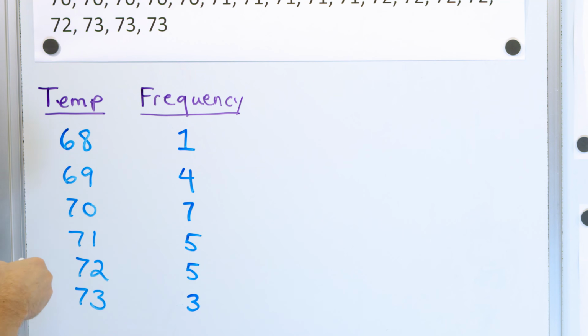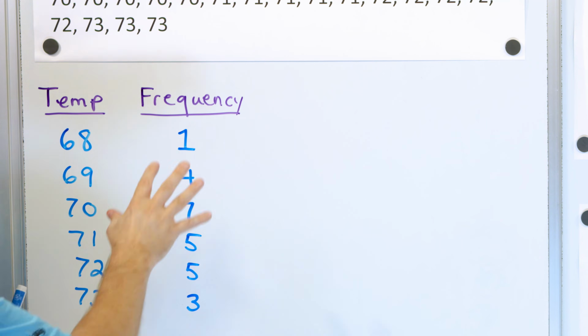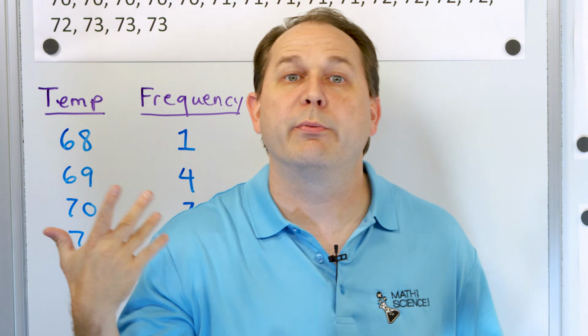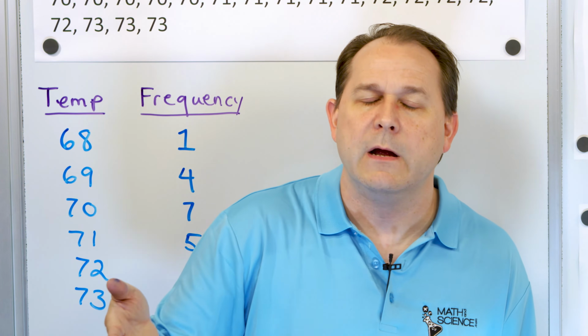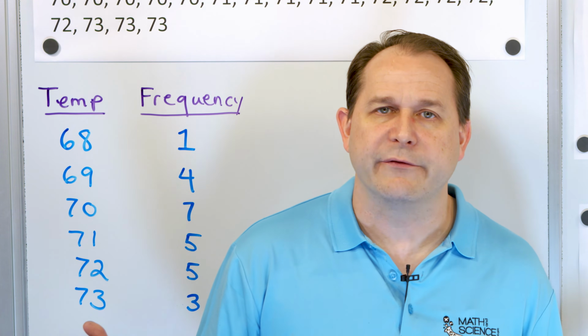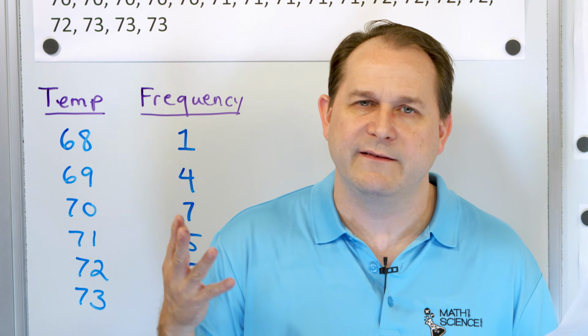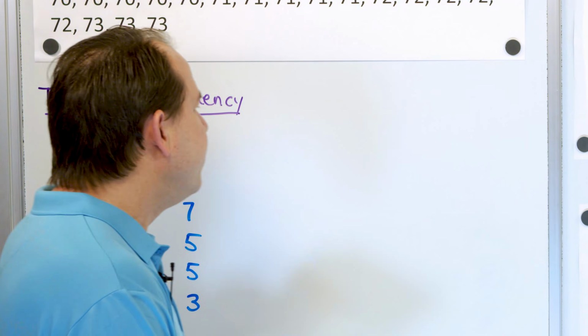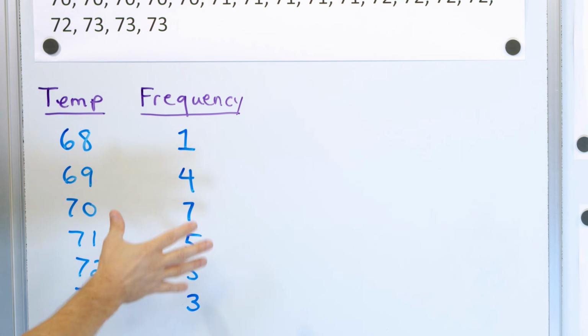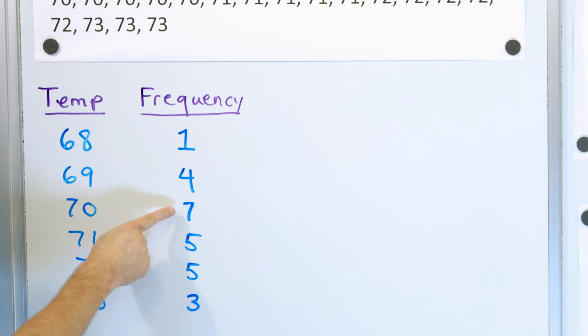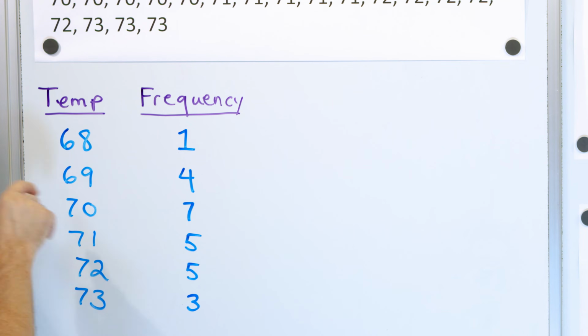Now before you do anything else, this table by itself has a lot of value. We have 1, 4, 7, 5, 5, 3. Because it's very hard to look at this data and for you to tell me what was the most common temperature. I mean, you could count them, but what if I gave you 500 numbers? You're not going to be able to look at all those numbers and tell what the most common one is. But if I present it in a table, all of the data is here, and you can immediately see, okay, the most common answer was 70 degrees.